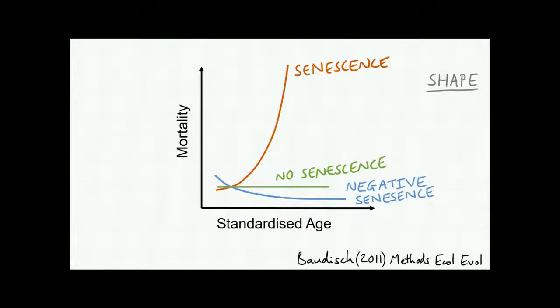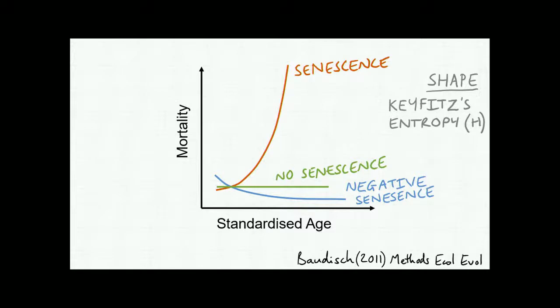I want to say senescence is not inevitable. Okay? So some things senesce and their probability of dying goes up with age. Some things don't have any senescence, their mortality is flat with age. And some things have negative senescence, so their mortality actually goes down as they get older. There's been some research from our department which has shown that there is a big diversity of aging trajectories. In fact, senescence is not inevitable.